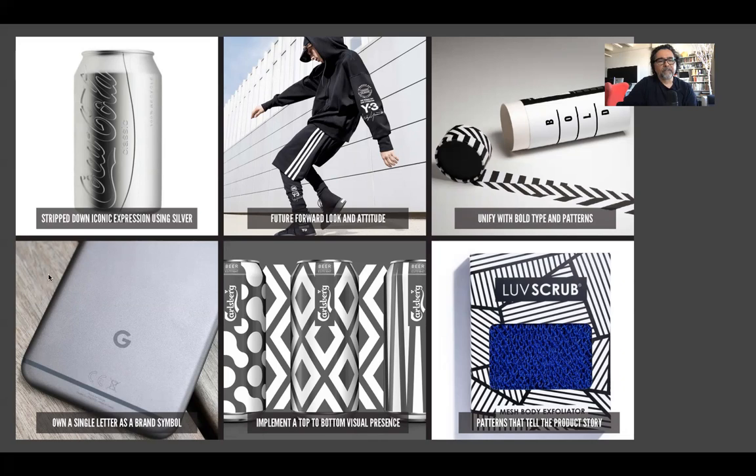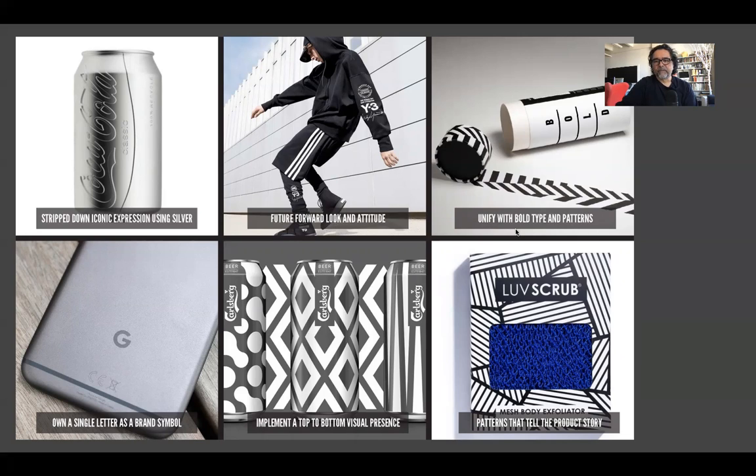So we have this idea of a stripped down iconic expression using silver. So here we're assuring them, look, Coca-Cola does this minimalist look that uses silver in a premium way. And we can also reflect a future forward look, like Yohji Yamamoto. I butchered that, but you know who I'm talking about, this Y-3 brand. Future forward look and attitude. So it's about really having a 21st century look and feel to the brand.